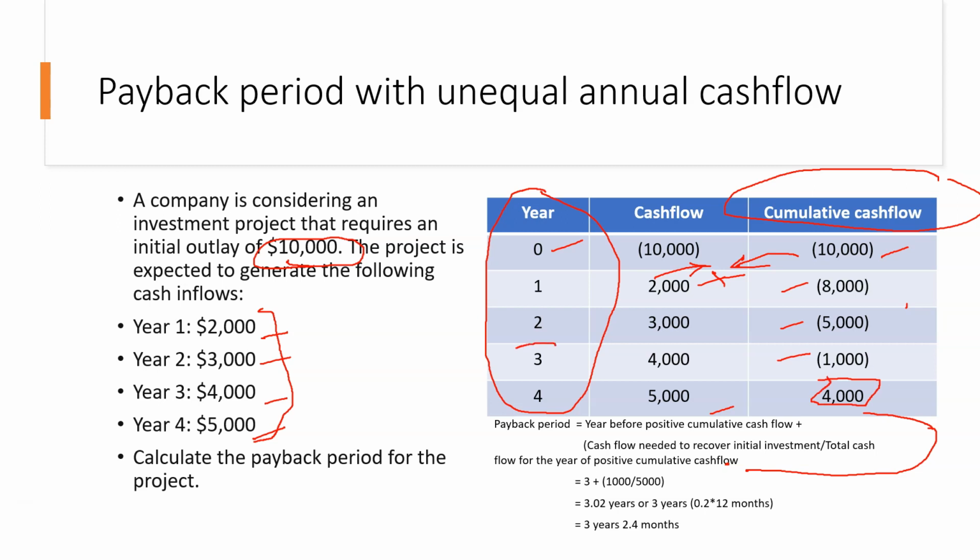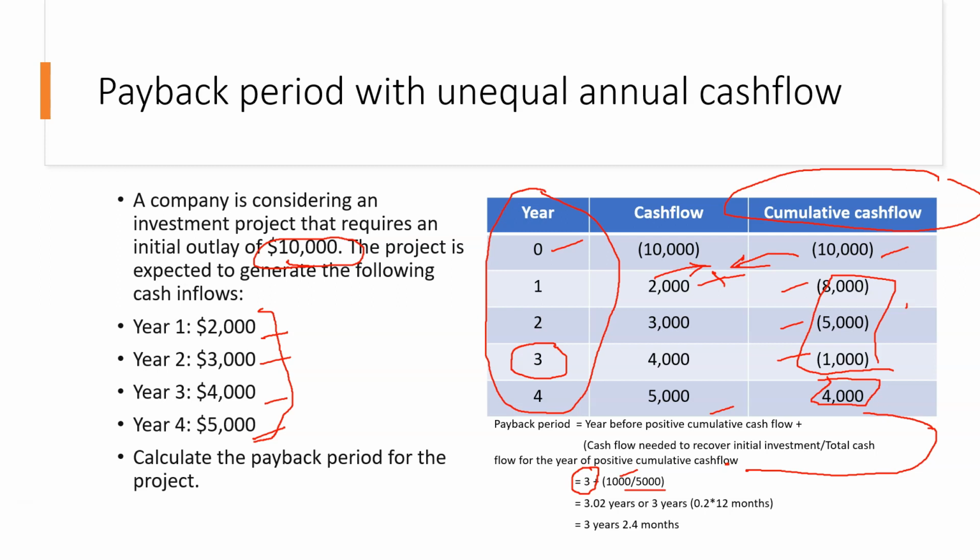So you need to look at the year before your cumulative cash flow becomes positive. So we take year 3, then we try to find out how much more I need to recover my initial investment. Because if you look at this, you only need at the end of year 3 $1,000 to recover the total cash flow. So that is the $1,000 that you need to recover the $10,000 in this case.